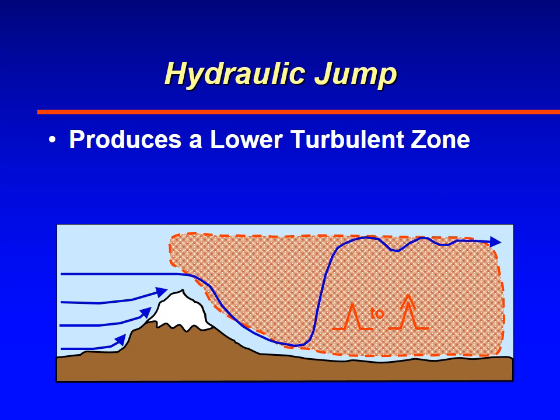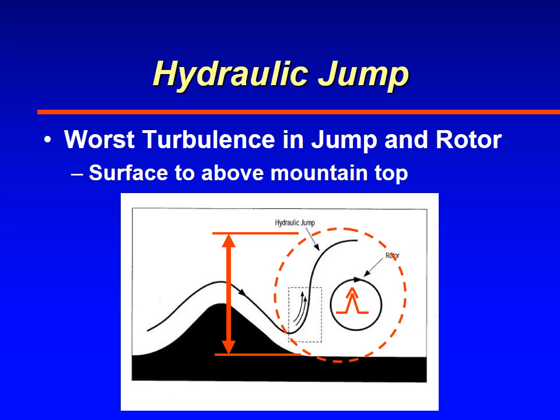So needless to say, with the strong downsloping winds and the hydraulic jump, that is where you have your worst turbulence. You have a very strong turbulent zone. And right at that interface in between the rotor and the hydraulic jump is typically where the turbulence is the worst. We'll talk about rotors in the next video.